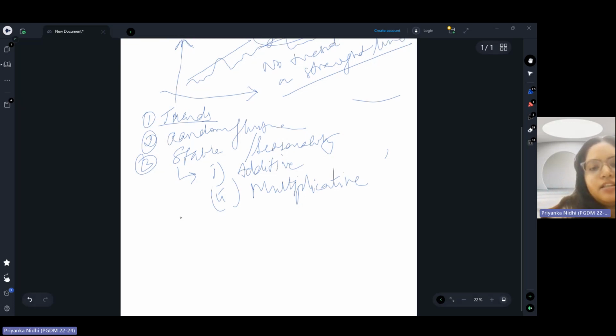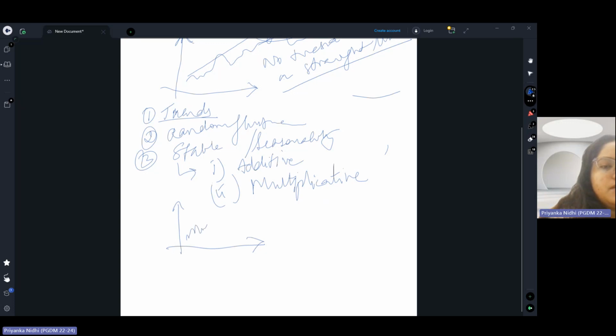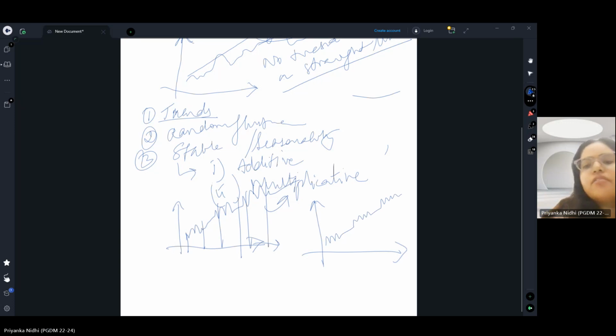So when we see that in a trend line, when the bumps that you see are increasing in every season, then it is called multiplicative. But if you see that these bumps, the magnitude are constant in every season, then it is called additive in nature. We get that thing?